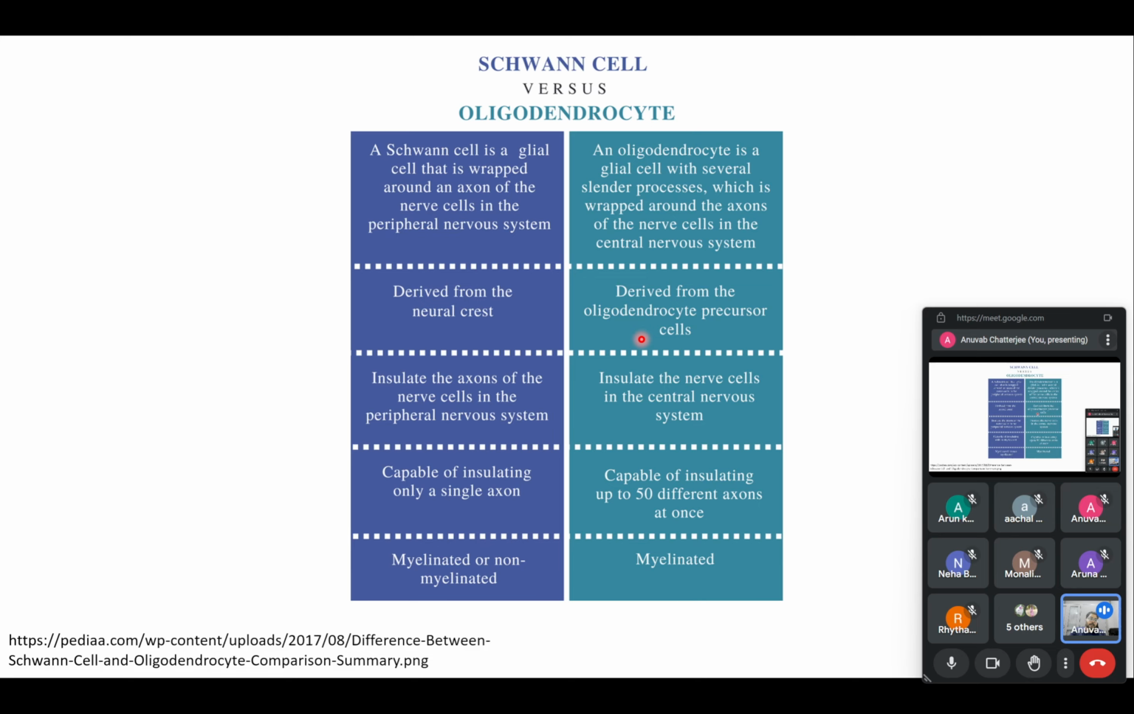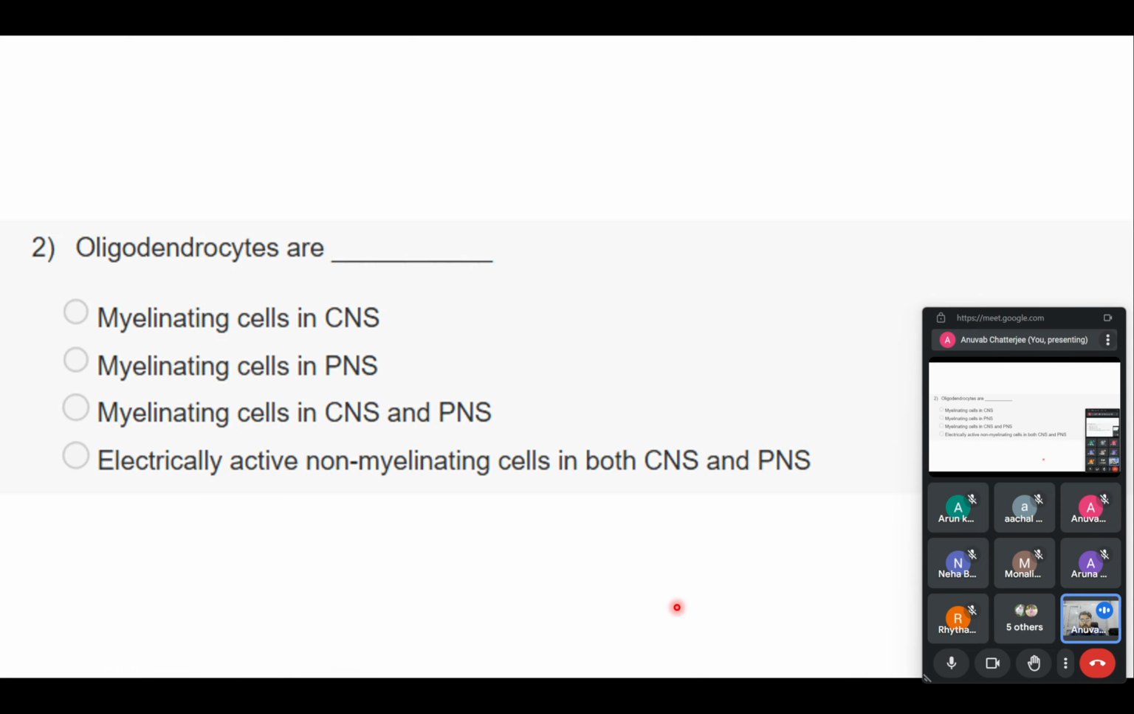Whereas oligodendrocytes have a specific progenitor, which is known as the oligodendrocyte precursor cell. Schwann cells insulate nerve cells in the PNS, while oligodendrocytes insulate nerve cells in the CNS. Schwann cells are capable of insulating only one single axon, and you need multiple of them. An oligodendrocyte can actually insulate 50 different axons at once. Schwann cells can be myelinated or non-myelinated, whereas oligodendrocytes are always myelinated. So coming back to our question, oligodendrocytes are myelinating cells in the CNS, the central nervous system. Any questions from this?